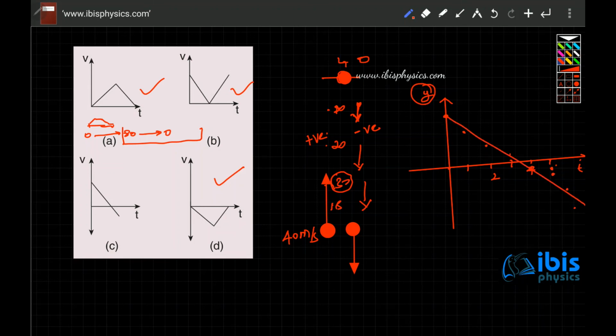If you connect all that, you will get a graph which is a straight line. During the first 4 seconds, the object's velocity is positive, that is going upwards. During the next 4 seconds, the object's velocity is negative because it is coming downwards, but it is a straight line from here to here. Here it is assumed that upward journey is a positive direction, downward journey is a negative direction. So our option is C.